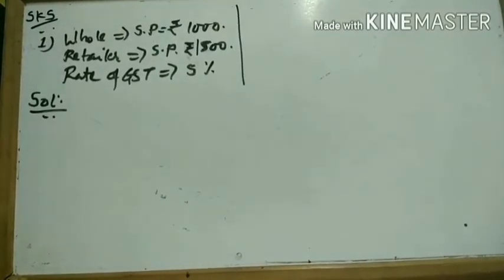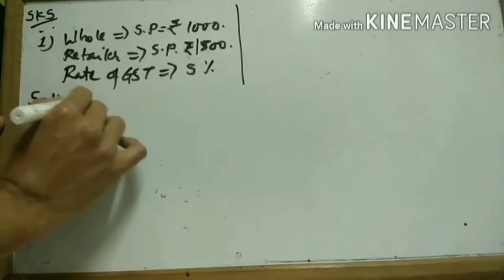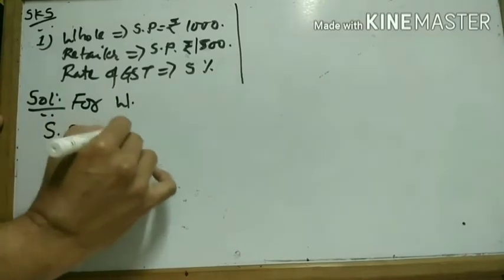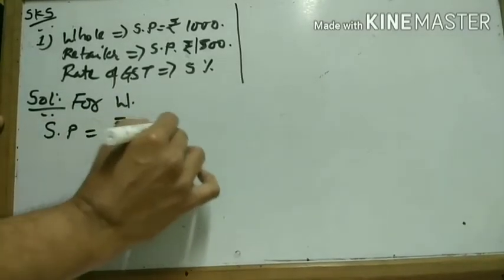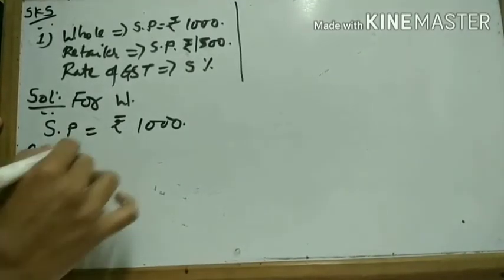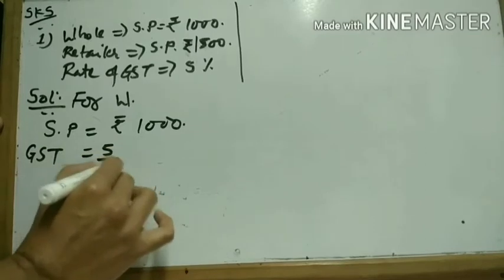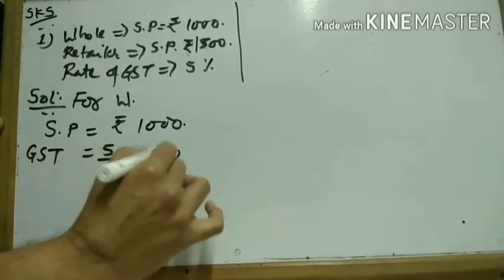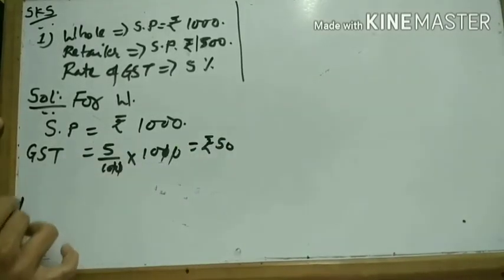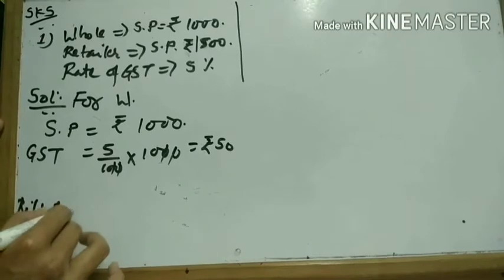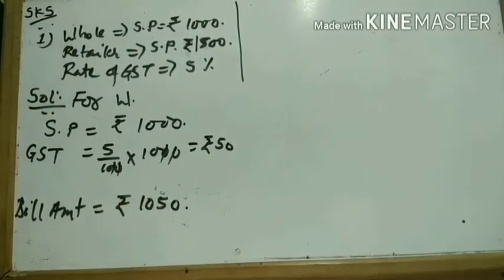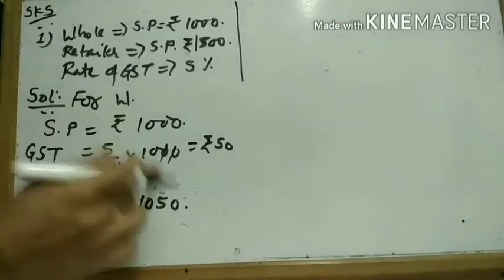Fine. Now here I am writing for the wholesaler. SP is rupees 1000. He will charge GST 5%, 5% of 1000, rupees 50. So the bill amount will be rupees 1050. My dear friends, this is the bill amount. Bill amount is SP plus GST.